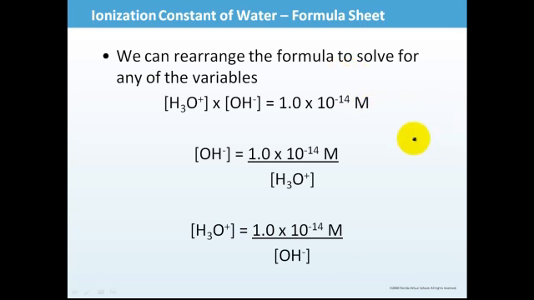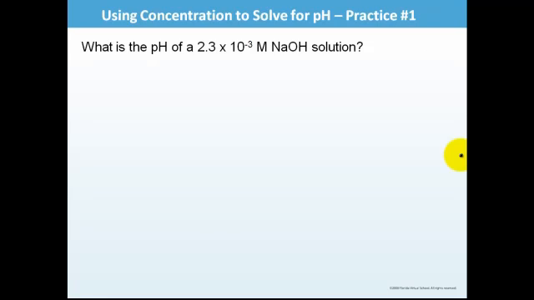Another formula that we could write in here is pH plus pOH equals 14. Okay, so we can use any combination of these to solve for any of those variables that we're asked for. All right, so let's try some here.